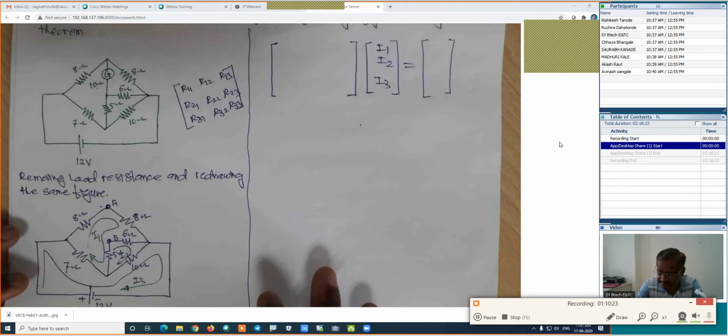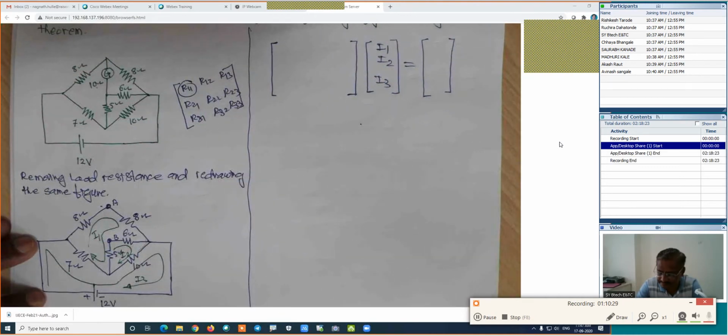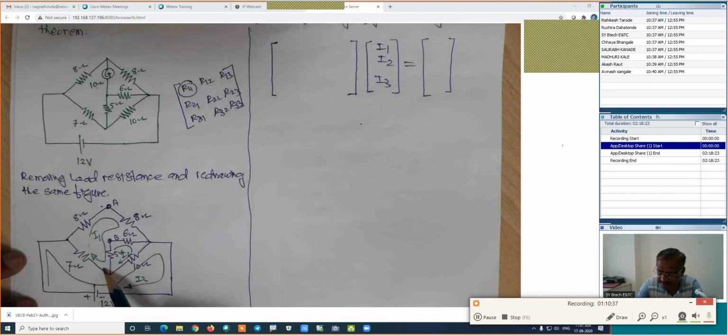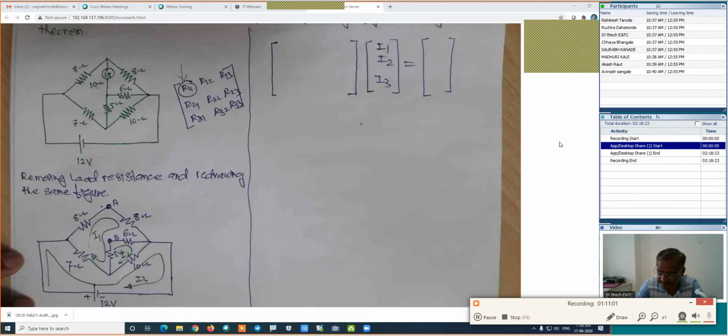So in this case, first I will find R11, the resistance of the first loop only. How much is the resistance of the first loop? Can anyone tell the answer? This is my first loop. 8 plus 8, 16, plus this 6, and then 5, and then 7. This 8 plus 8 plus 6 plus 5 plus 7 is R11, the resistance of the first loop. How much is the value?